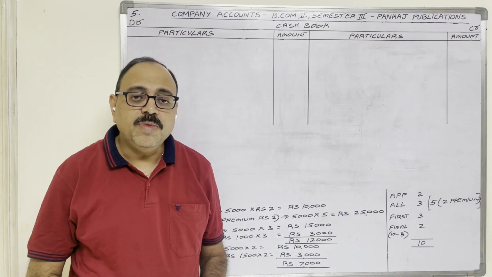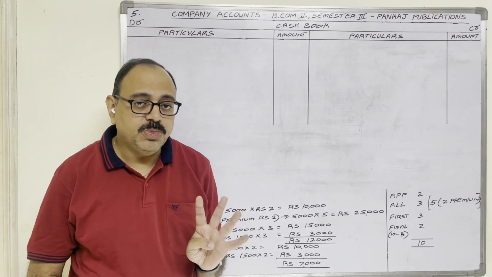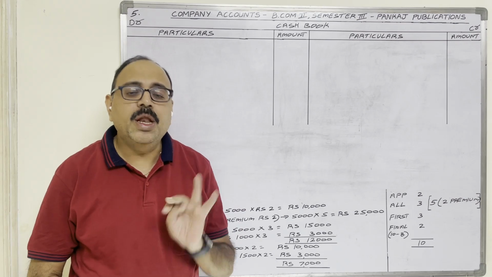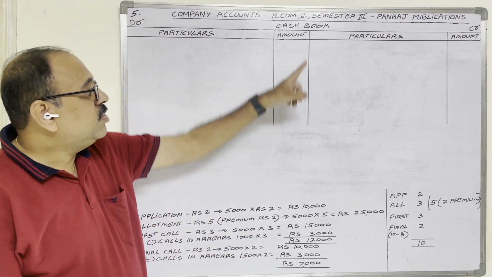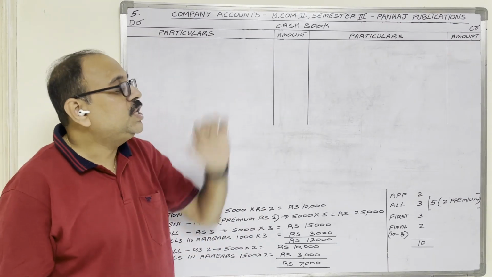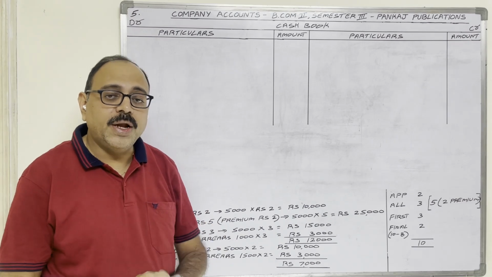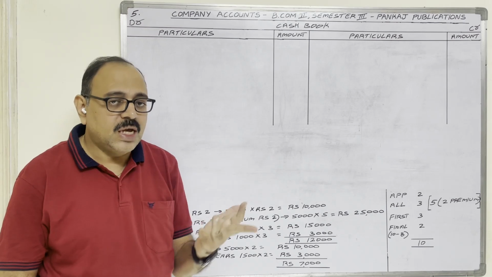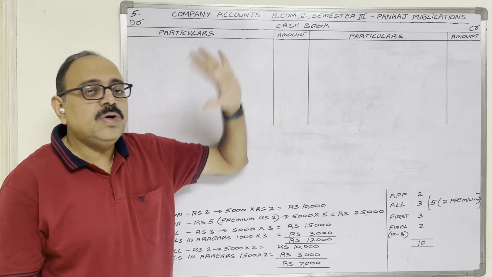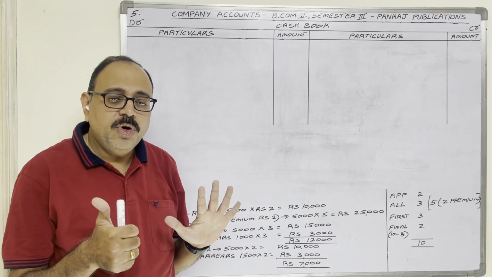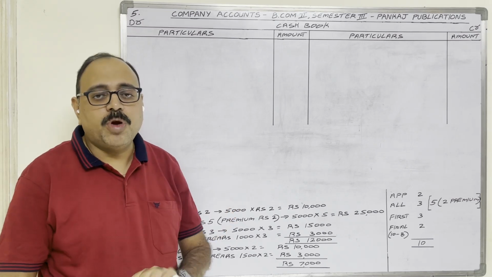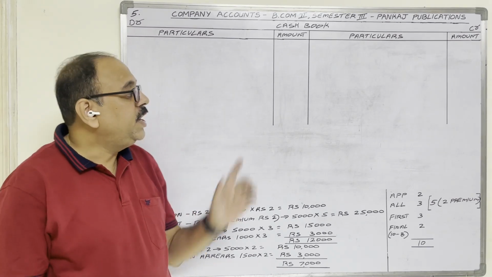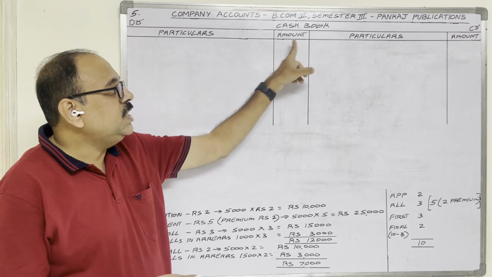In the present problem, he is asking us to prepare cash book, journal and opening balance sheet. First we prepare the cash book. It is one subsidiary book. Subsidiary books are a total of 8: purchase book, sales book, purchase returns book, sales returns book, cash book, bills receivable book, bills payable book, journal proper. So the company is maintaining one subsidiary book, that is the cash book.